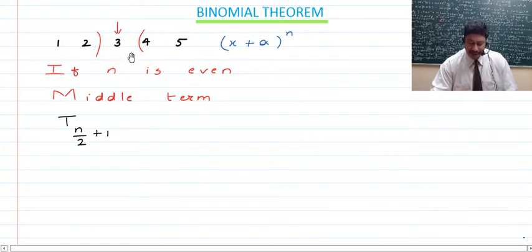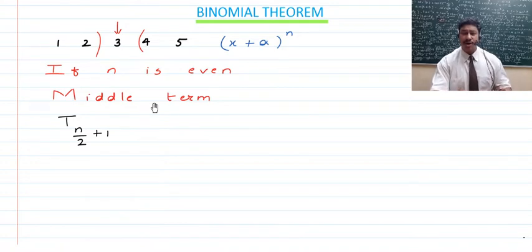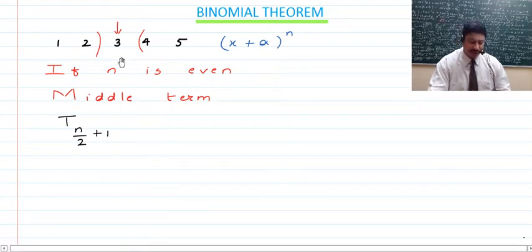For that matter, always remember that when we have a total number of terms which is odd, then only one term is going to become the middle term. However, if the total number of terms is even, then you're going to have two middle terms, right? So here, as such, you've seen that the third term becomes the middle term, right?